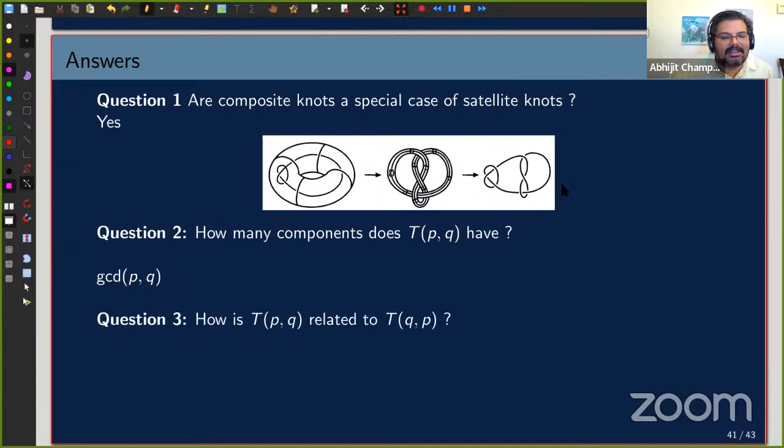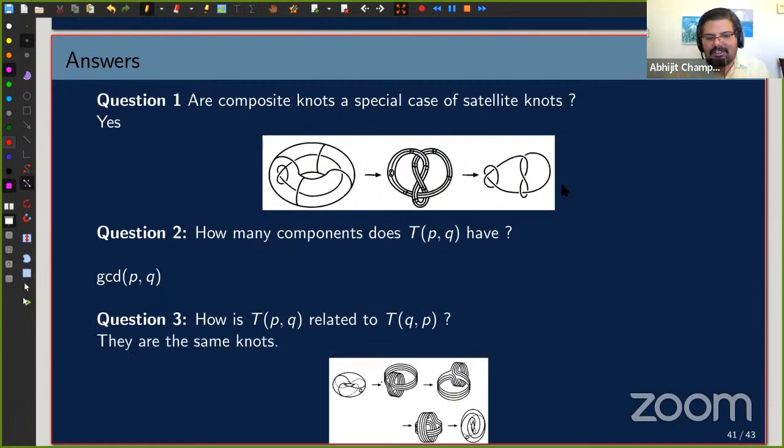How is T(p,q) related to T(q,p)? That is a nicer, more topological question. That relates to the fact that S^3, the three sphere, can be decomposed as a union of two solid tori. There is the horizontal solid torus right over here, and that is the horizontal one, and that is the vertical one. And so S^3 is a union of two solid tori.